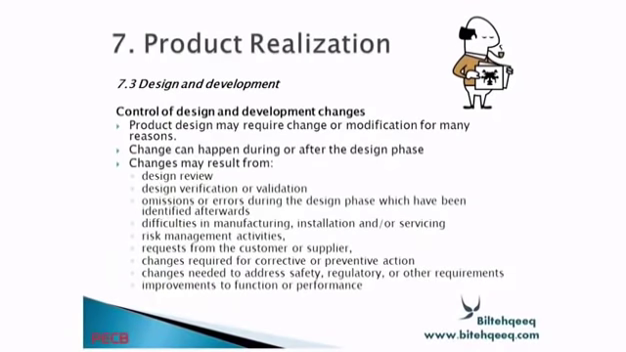Control of design and development change. If there is any change in design, you also need to document it. A product design may require change or modification for many reasons. Change can happen during or after the design phase. Change may result from design review, design verification or validation, omissions or errors during the design phase which have been identified afterwards.